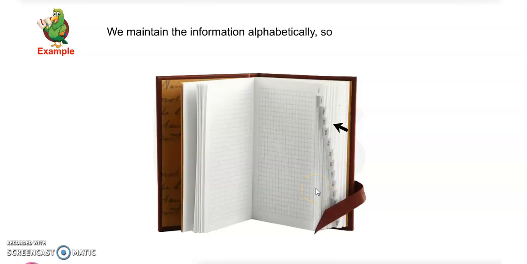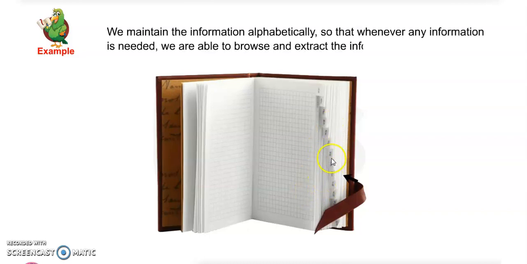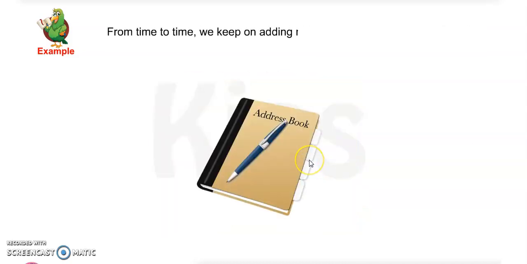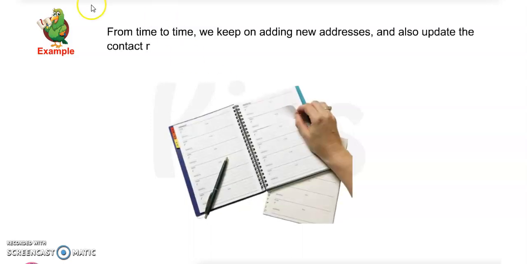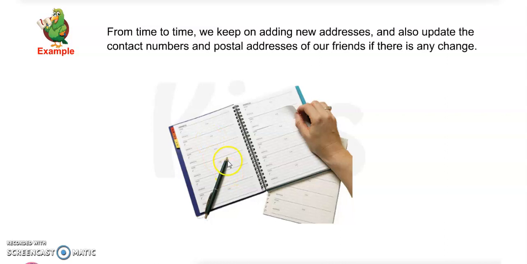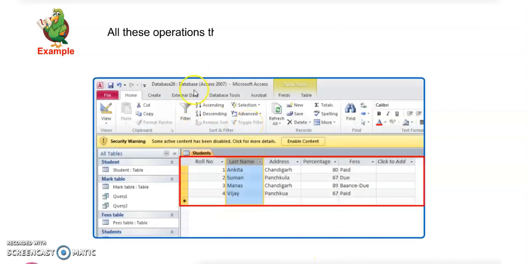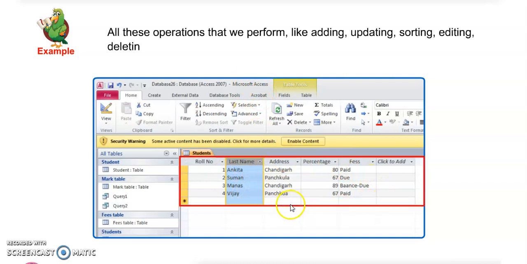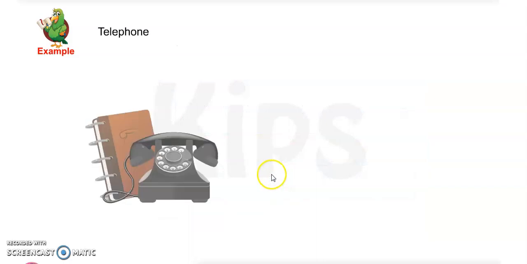We maintain the information alphabetically so that whenever any information is needed, we are able to browse and extract the information quickly. From time to time we keep on adding new addresses and also update the contact numbers and postal addresses of our friends if there is any change. All these operations that we perform, like adding, updating, sorting, editing, deleting, etc., are all functions of a database.